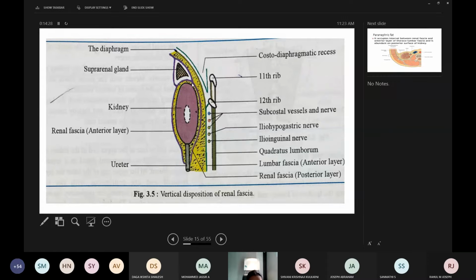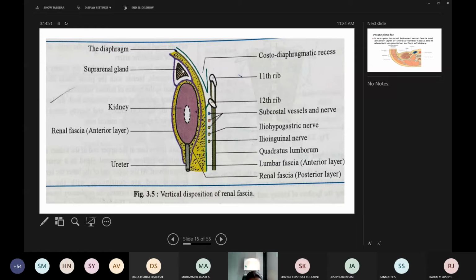At the upper pole, the renal fascia fuse with each other, like it encloses the upper pole. The renal fascia is complete and it splits to enclose the suprarenal gland. At the upper pole of the suprarenal gland, this fascia blends with the fascia beneath the diaphragm. That's called the suspensory ligament of the suprarenal gland.